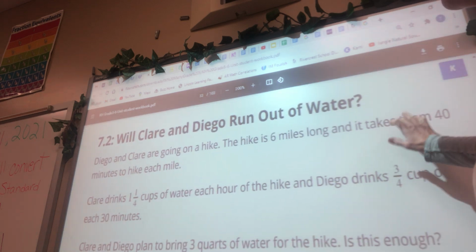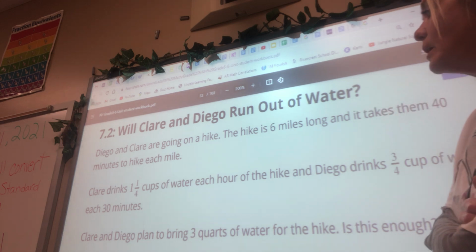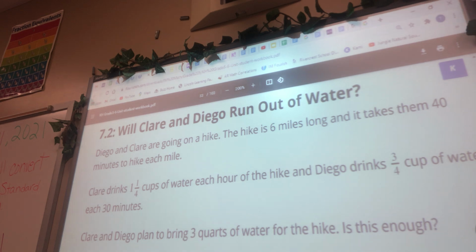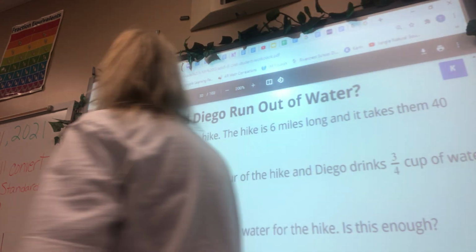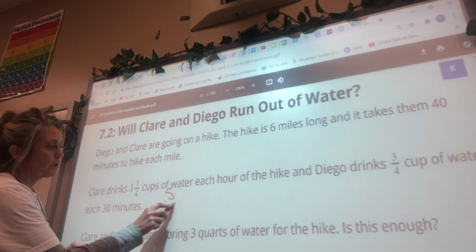Will Claire and Diego run out of water? Diego and Claire are on a hike. The hike is 6 miles long, and it takes them 40 minutes to hike each mile. Claire drinks 1 1/4 cups of water each hour, just like we said a minute ago, and Diego drinks 3/4 cups of water each 30 minutes. Claire and Diego plan to bring 3 quarts of water for the hike. Is this enough? Okay, so we already know that for Claire, it's 5/4 per hour, right?